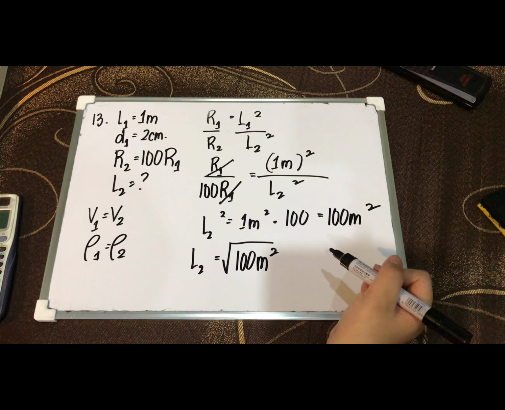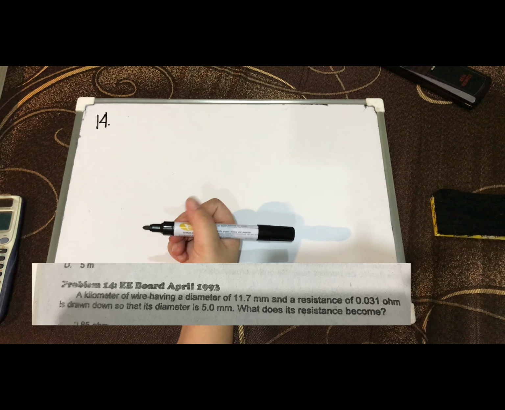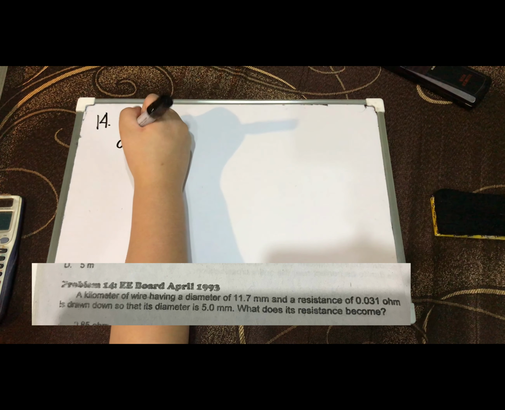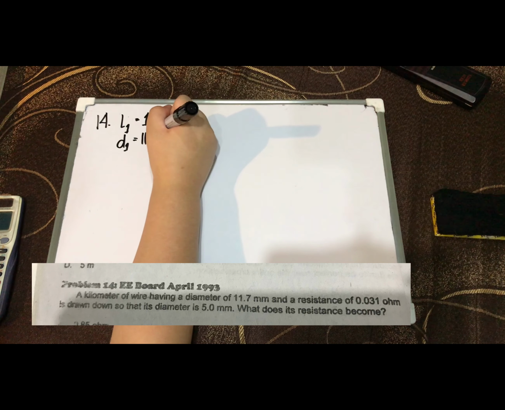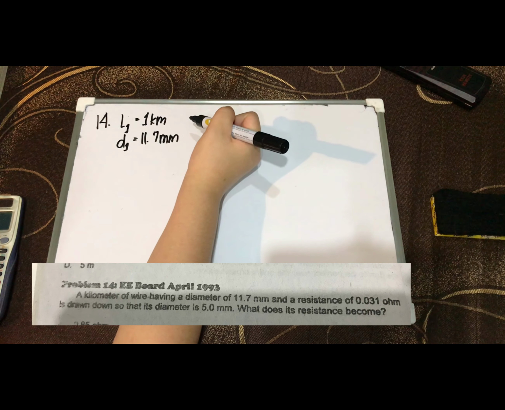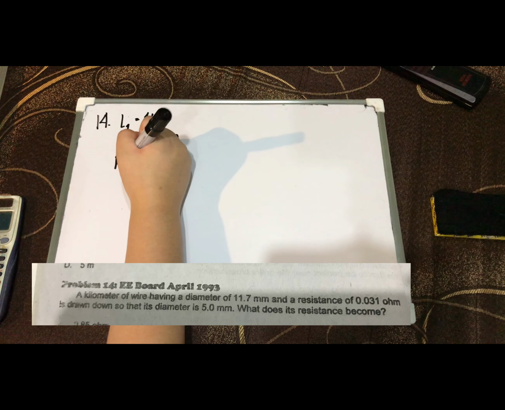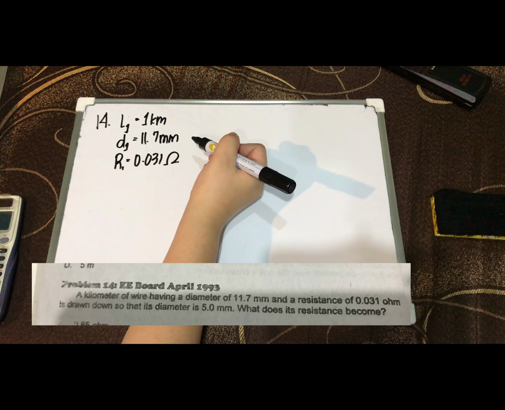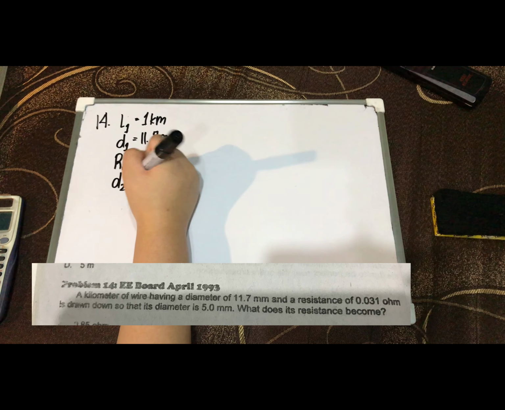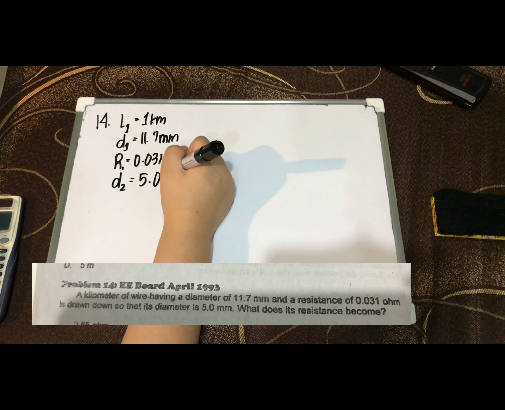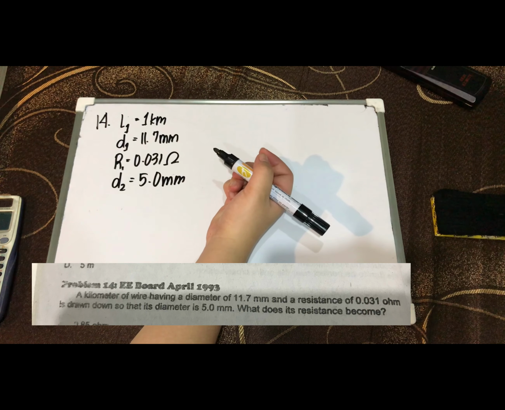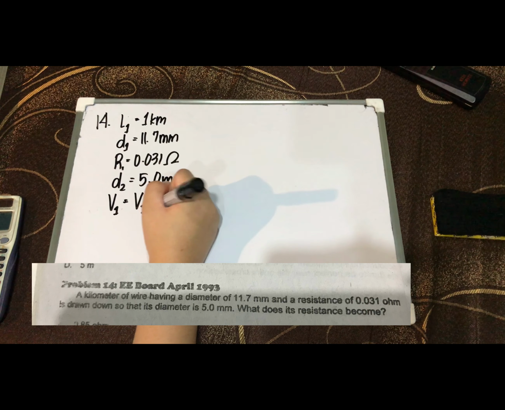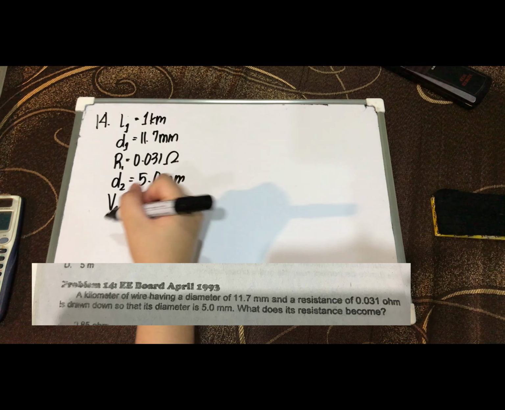A kilometer of wire having a diameter of 11.7 mm. So, ang length 1 natin ay 1 kilometer. Ang D1 natin ay 11.7 mm. And the resistance of 0.031 ohm. R1 natin ay 0.031 ohm. Is drawn so that its diameter is 5 mm. So, binanggit na naman yung term na drawn. Assume natin na ang volume 1 ay equal sa volume 2. Ang hinahanap ngayon ay yung resistance 2.